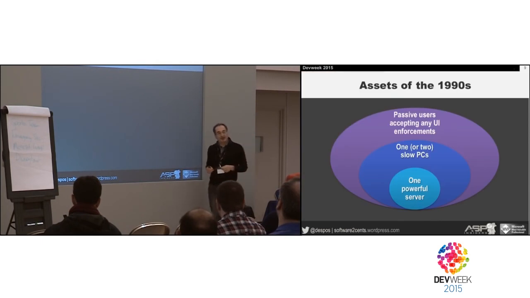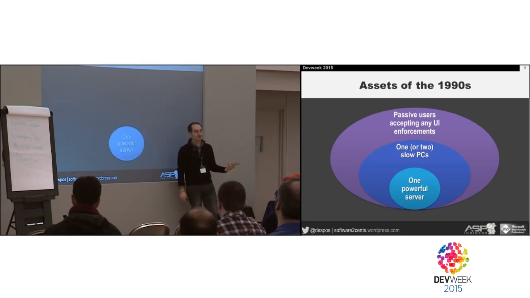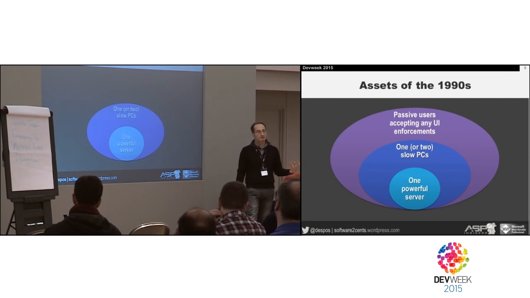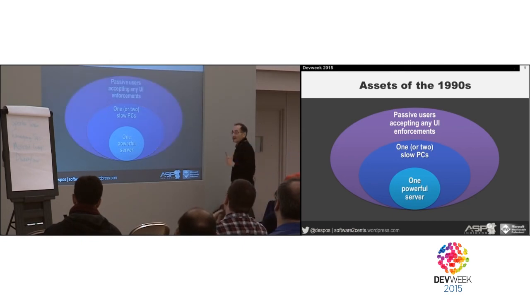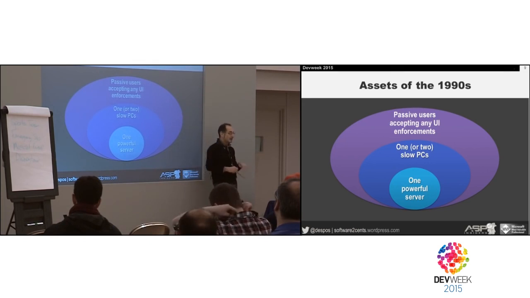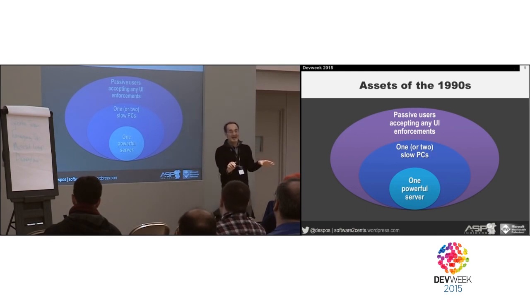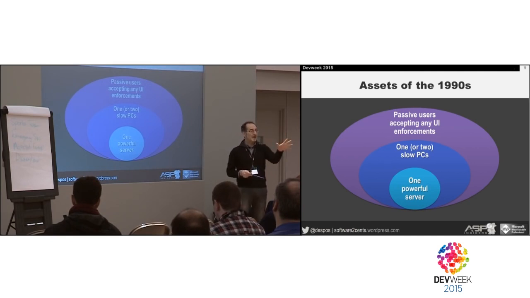We are still building software, in summary, using assets, using principles that are quite old. In the 90s, we had one powerful server machine, a few sloppy, slow personal computers to act as the clients, and more importantly, we had a mass of passive users, humbly, passively accepting any UI enforcements the architect, the software master, was putting on them. This is the UI. You like it? You don't like it? That's it.